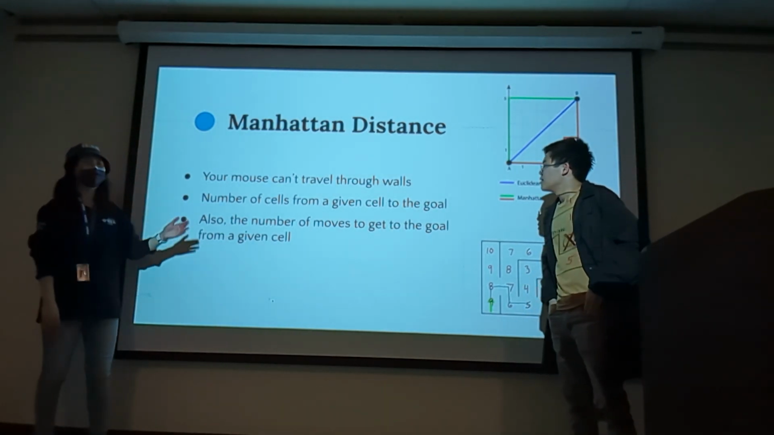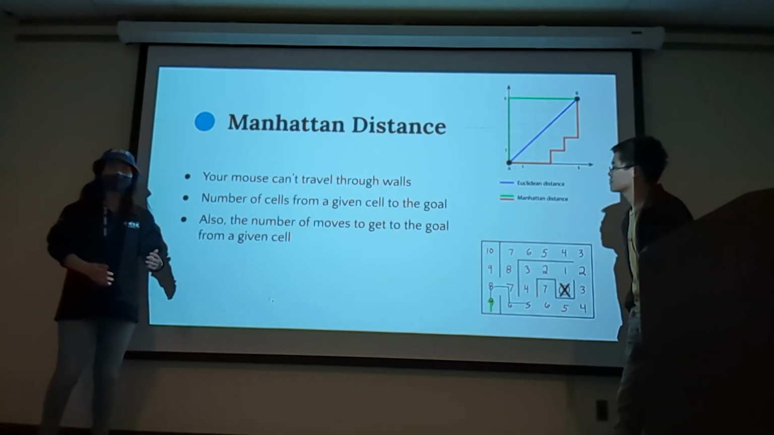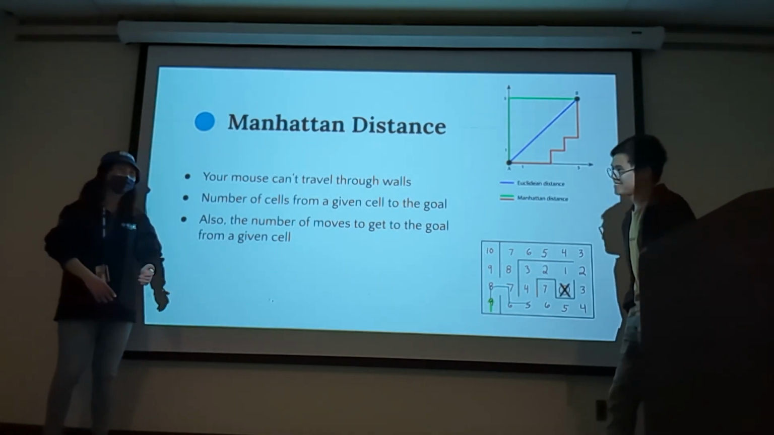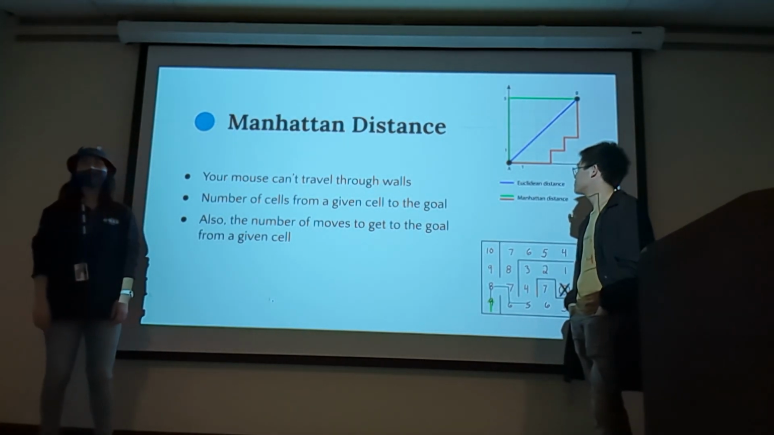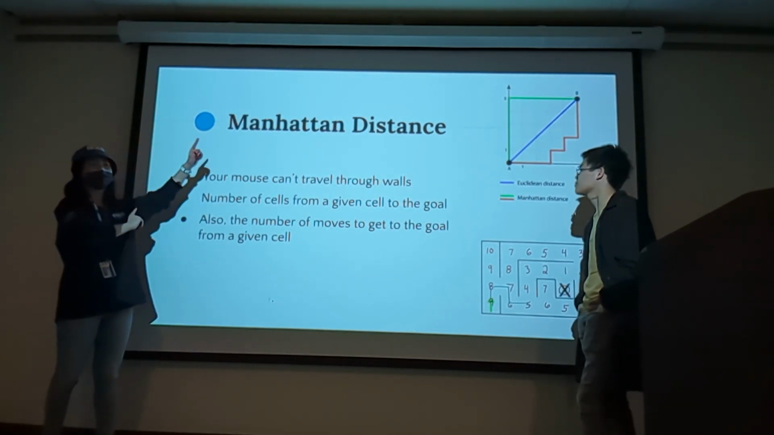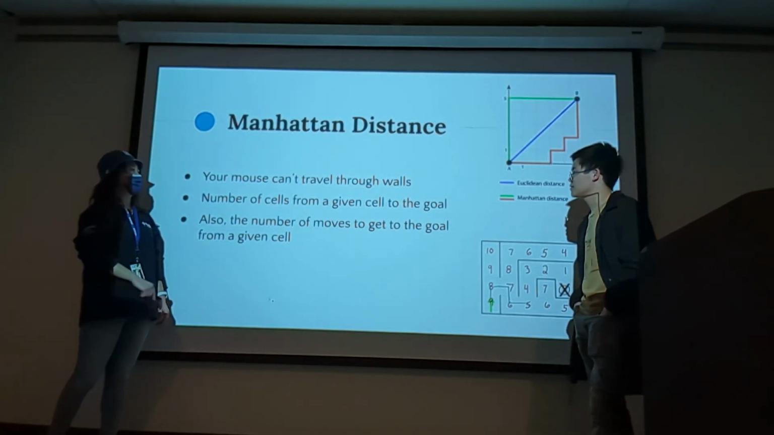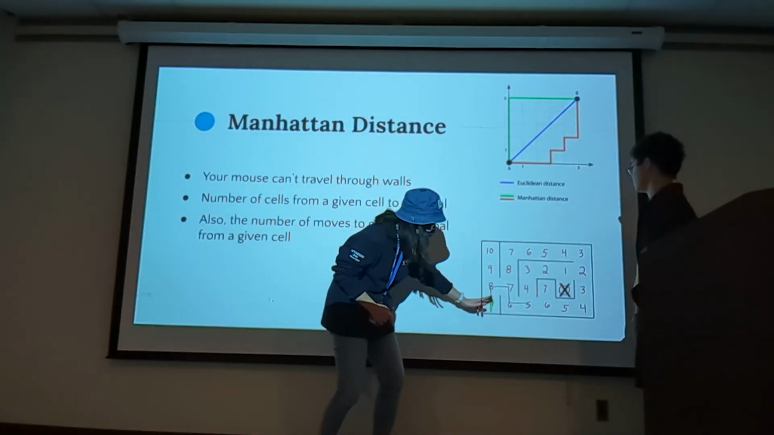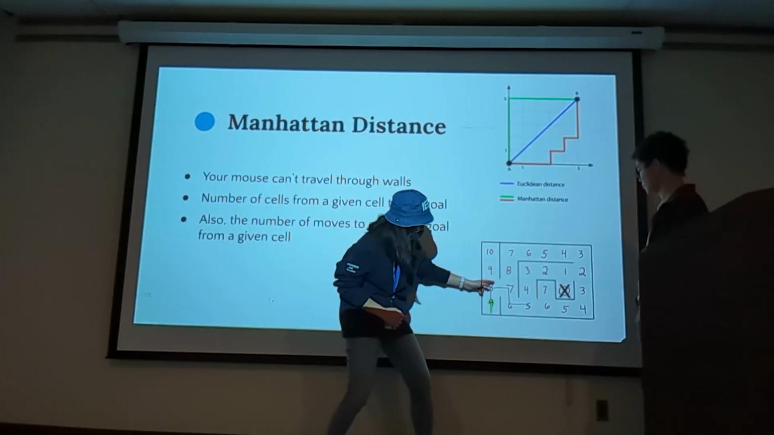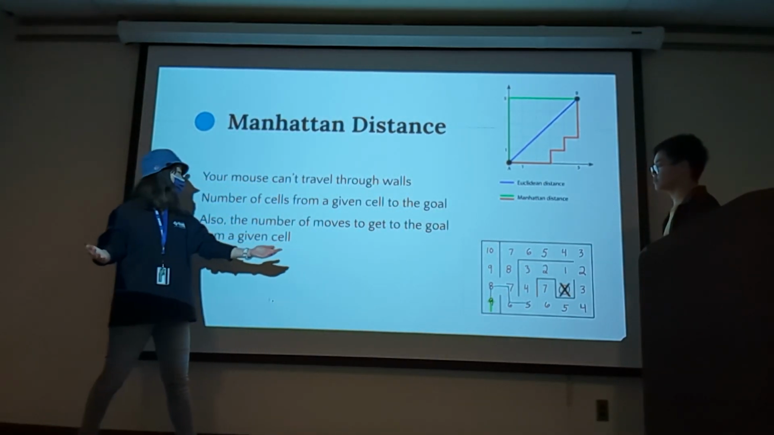And you can't travel through walls. That's something we all know, unfortunately, from the competition. You can't just barrel your way through walls. They're a little bit too tough to do that. So when you count distance, you can't count direct distance like with the Pythagorean theorem. You have to count the number of cells from a given cell to the goal. For example, down here, you can't just go like this. You have to go around it like that because you can't go through the walls.